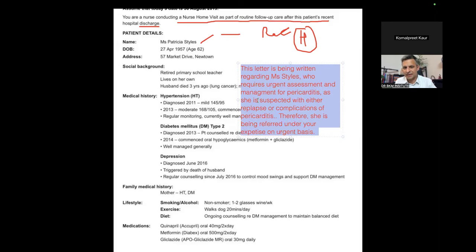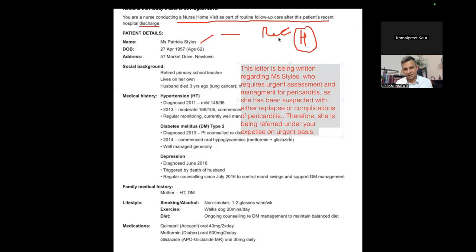As she is suspected with, you can also write has been suspected. So this will make it even more charming. Has been means just now. That is why I have sent it on urgent basis. If by chance you even write this as who is suspected, there is no problem. But has been looks better.